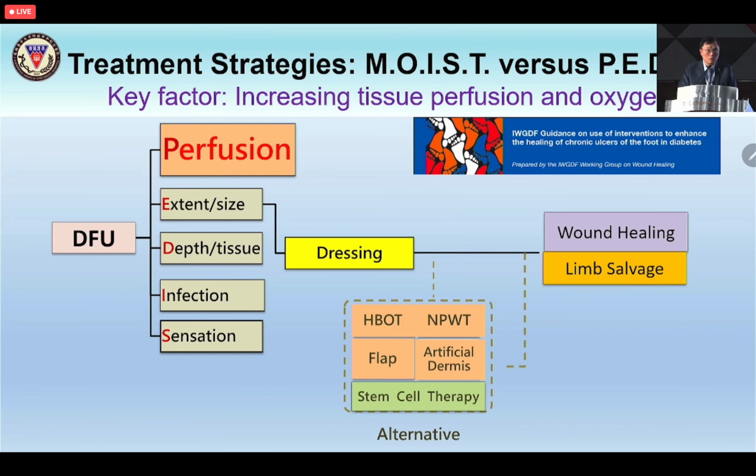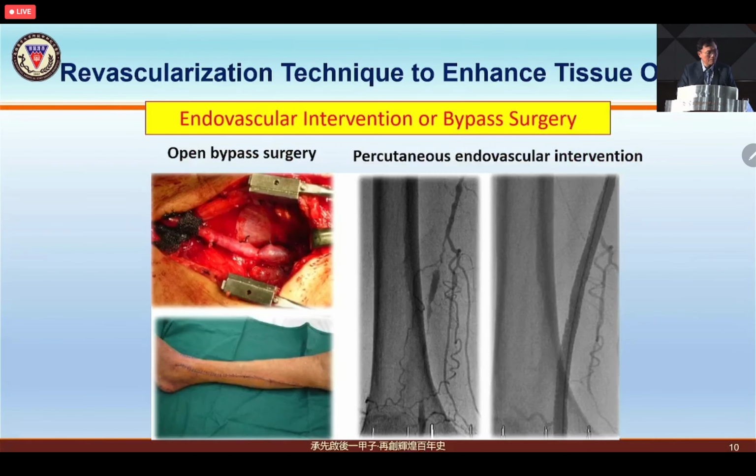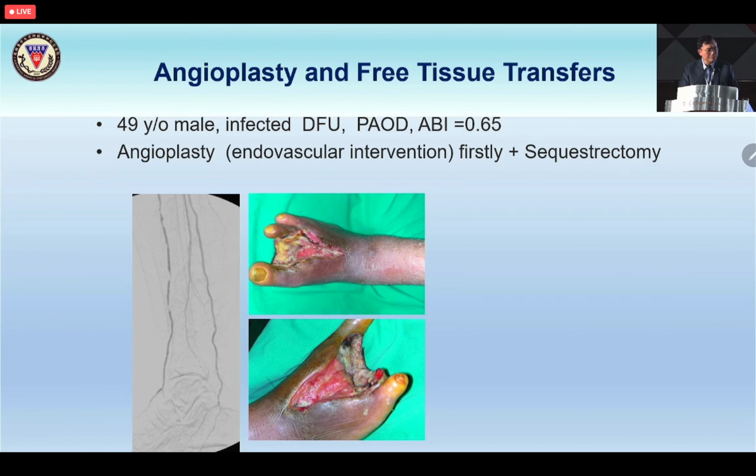The most important, as we mentioned, is perfusion. So how do we increase the perfusion? One is invasive treatment, such as bypass surgery or endovascular intervention.